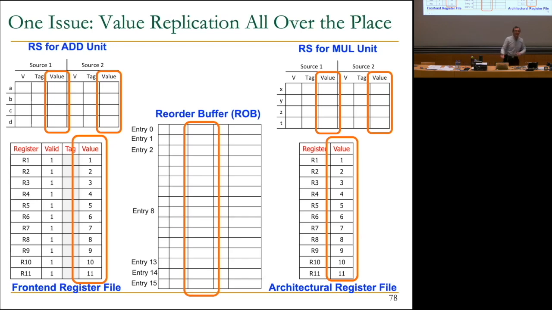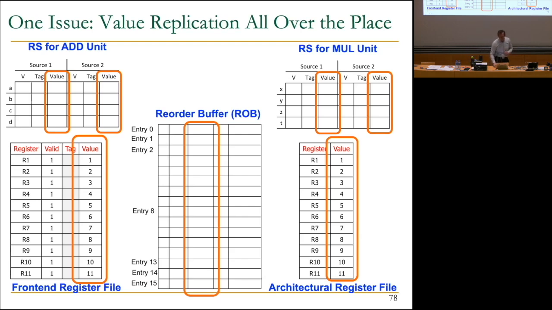And imagine a worst case where every instruction is sourcing register 3. That's the same register 3 replicated all over the place, right? If no one's writing to register 3, but everybody's sourcing register 3, they're all replicated over here, right? So basically, you're kind of wasting the values.